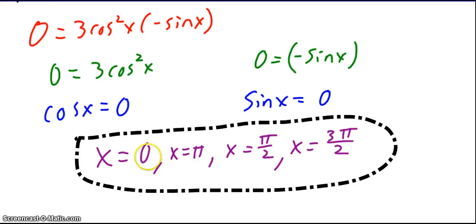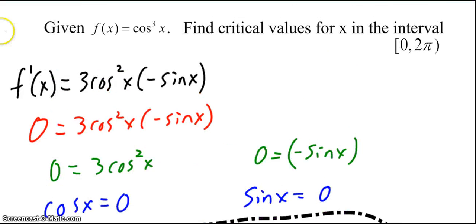Okay, so we should end up with x equals 0, x equals pi halves, and x equals 3 pi halves are our critical values. We get that by first finding the derivative of the function. So f prime of x is 3 times cosine squared of x times the derivative of the cosine of x, which is negative sine of x. So we had to use our chain rule there.